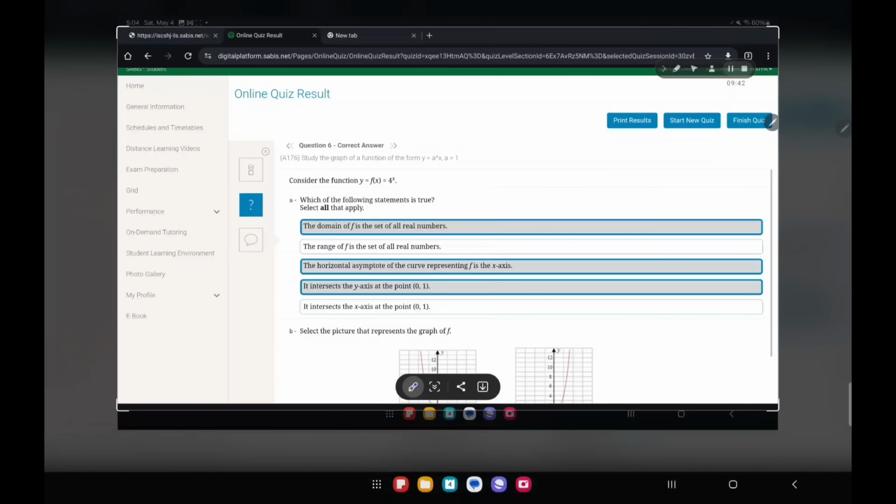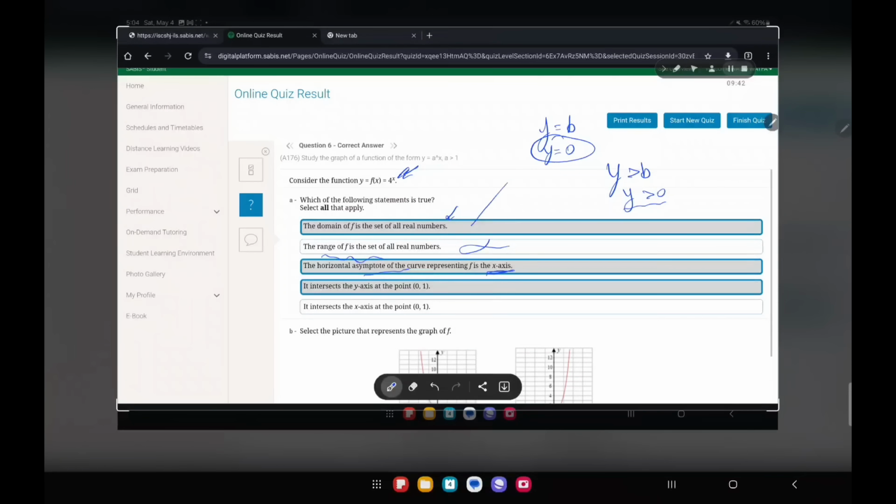F of x equals 4 to the power of x. Obviously, we said the domain is all real numbers, okay? Is the range all real numbers? Obviously not. We said the range is y greater than b. And in this case, we don't have any b, so it's going to be y greater than 0. That's our range. And the asymptote is always y equals b. In this case, we don't have any b, so y equals 0 is the asymptote, right? So the horizontal asymptote is the x-axis.